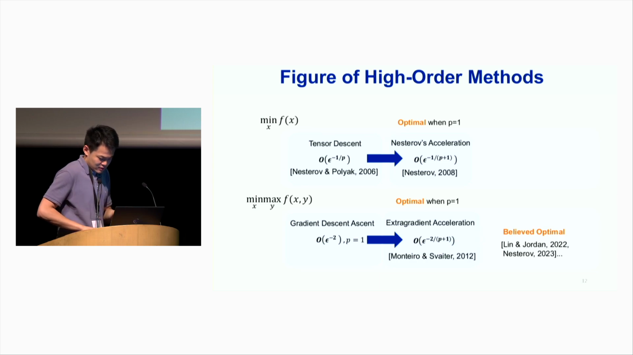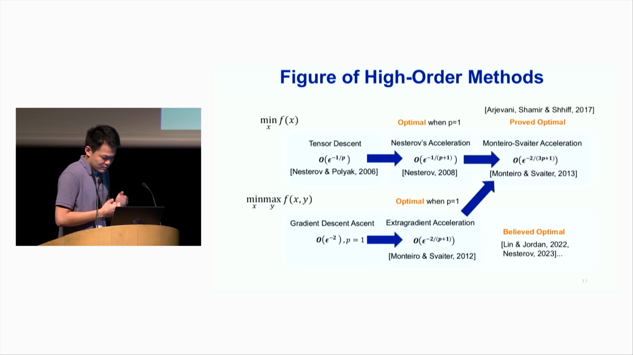speculated to be optimal, but later Monteiro and Svaiter designed a very clever trick. We call it MS acceleration in our work. They combine Nesterov's acceleration and extra gradient descent to achieve a faster rate for minimization. This is very interesting because extra gradient was only known to be useful for min-max problems, but somehow they use this technique to further speed up minimization problems. This rate was known in 2013, and it was eventually proved to be optimal in 2017.